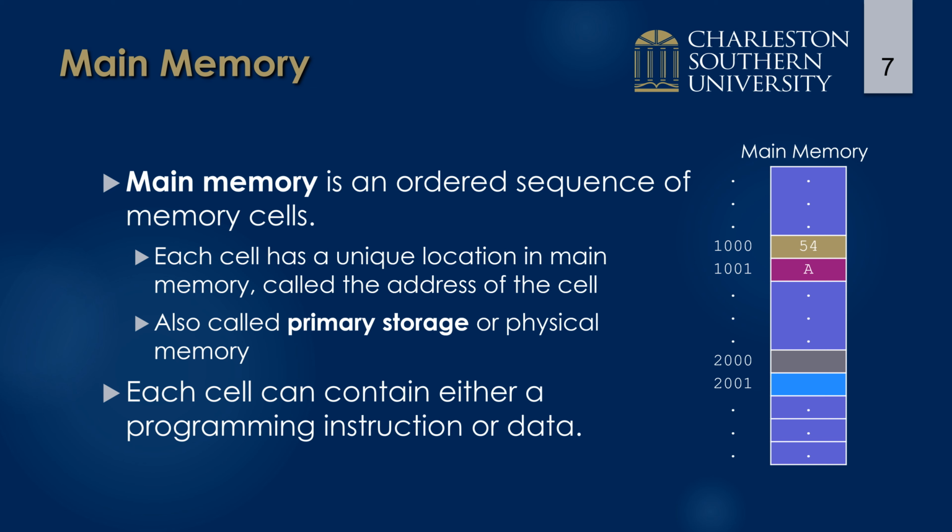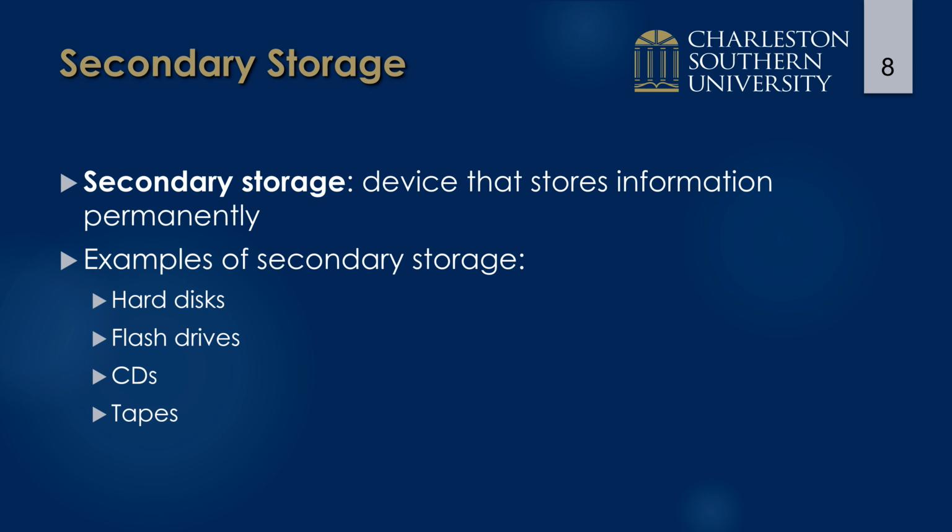Now, main memory is also sometimes called primary storage or physical memory. And so that's to note why we call it secondary storage, because main memory is the primary storage. Each cell of memory can contain information, but it can also contain instructions. And either way, they're represented as numbers.